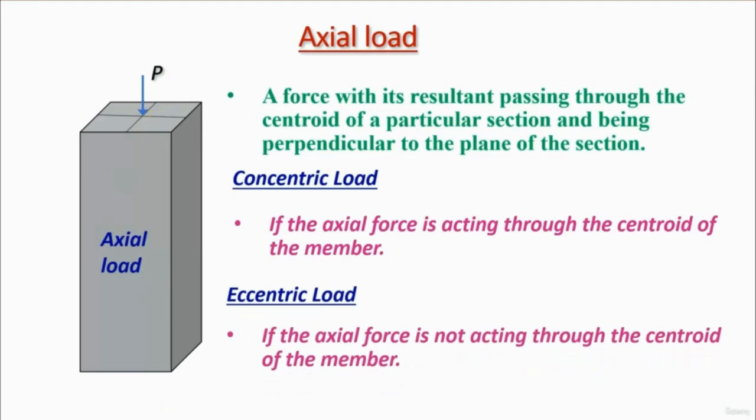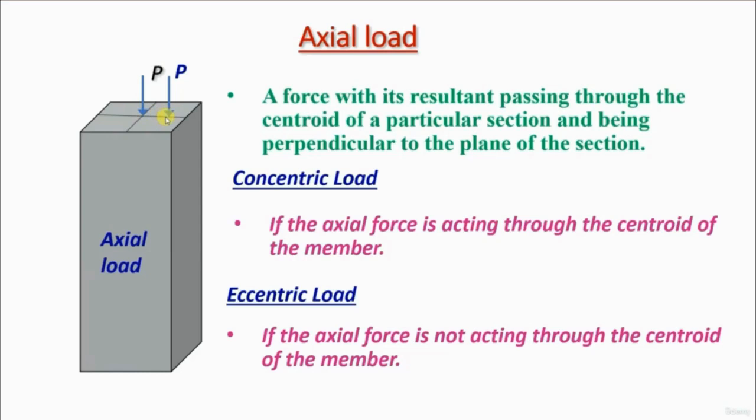So due to that eccentricity, the moment will develop in a column. If the axial force is not acting through the center of the member, you can see here this load acting some distance away from the center of the member. So that load is called an eccentric load. Due to this eccentricity, we will be getting moment in the column.